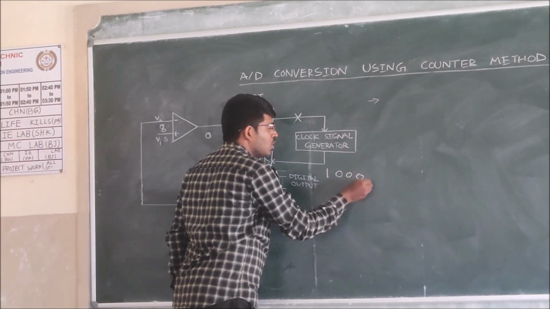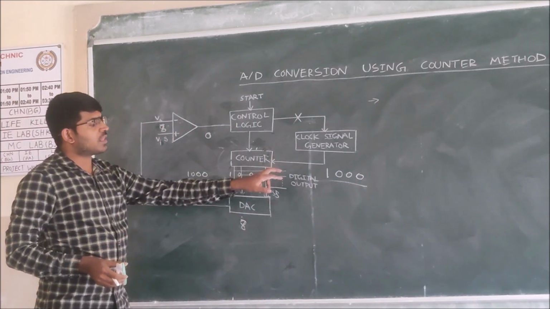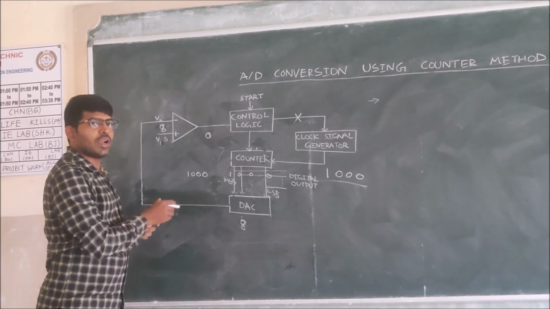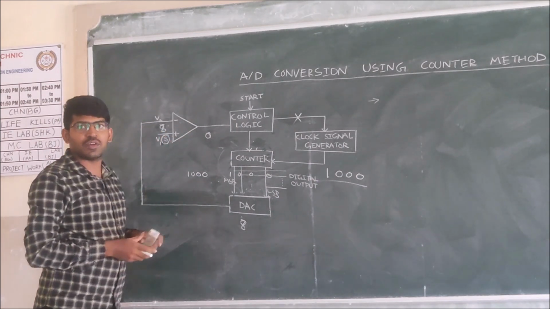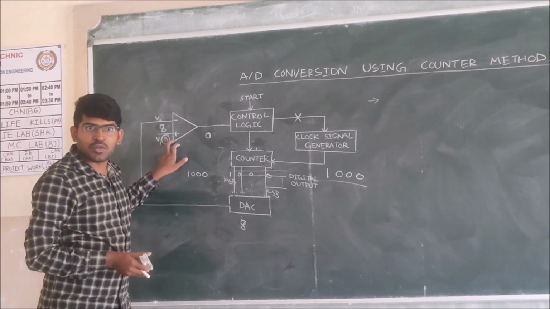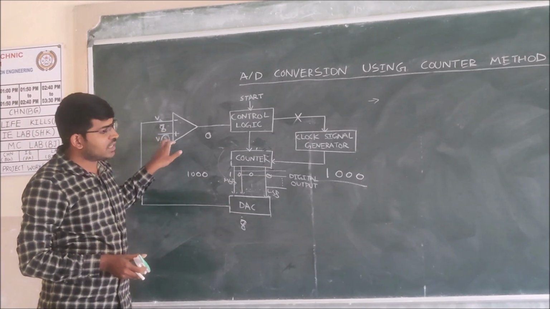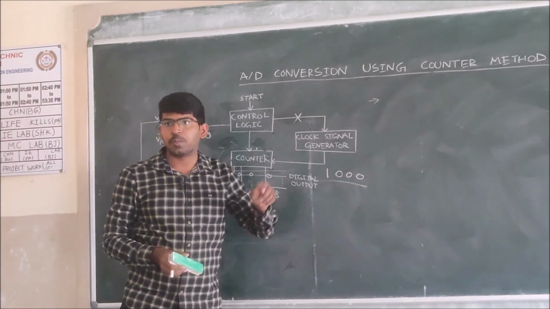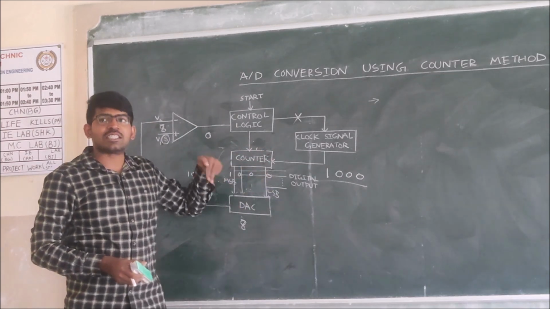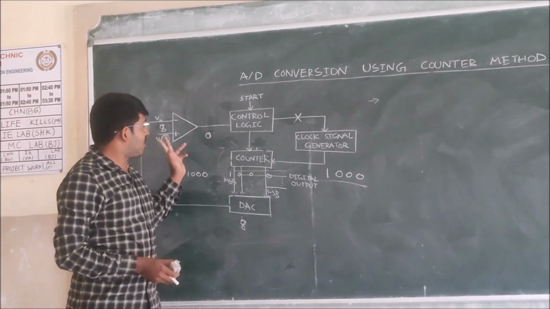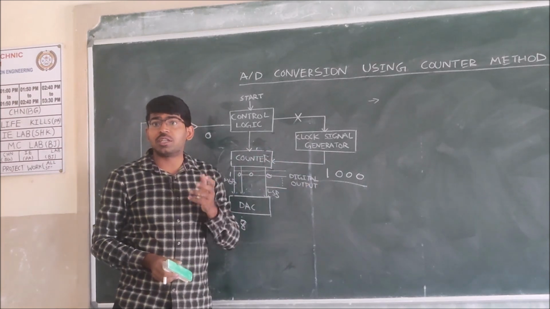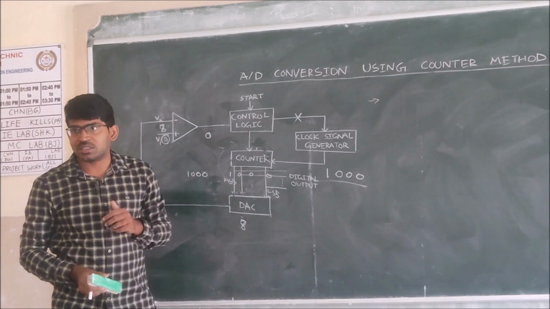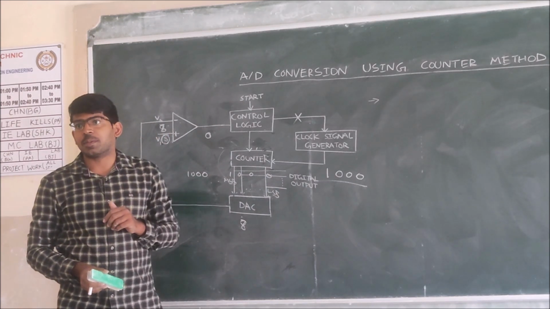1, 0, 0, 0. Whatever value is displayed on the counter, that is the digital equivalent of whatever input we have given. What is the input we have given? Analog value 8 volts. What is its digital value? 1, 0, 0, 0. Because it is working step by step, for 8 it takes 8 steps. How many clock pulses do we require? 8 clock pulses.